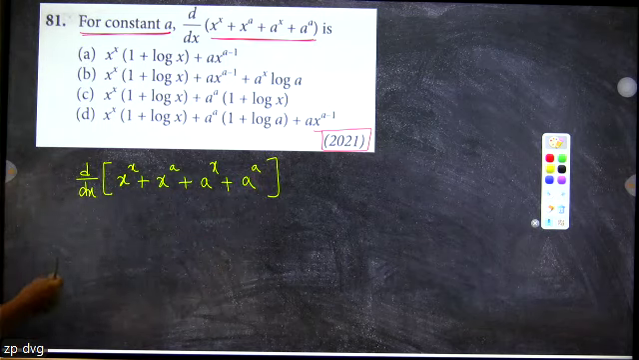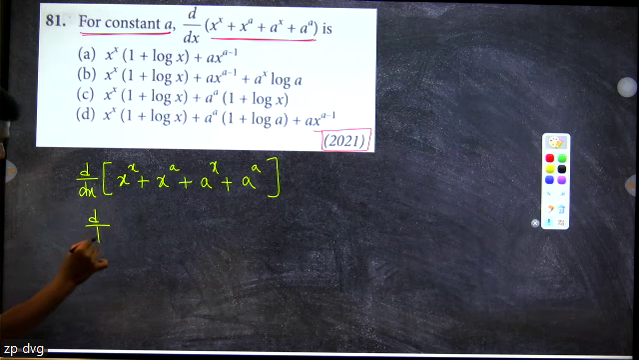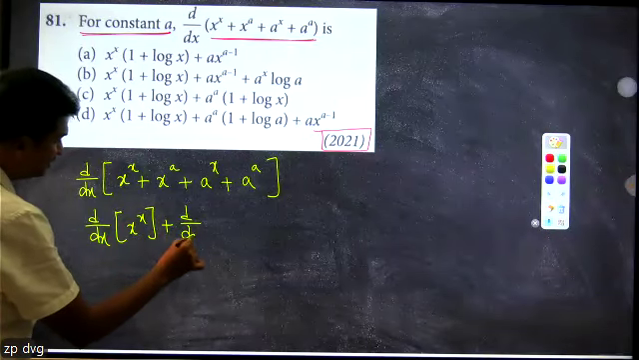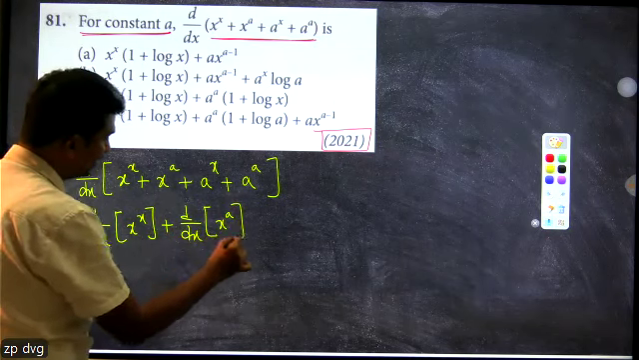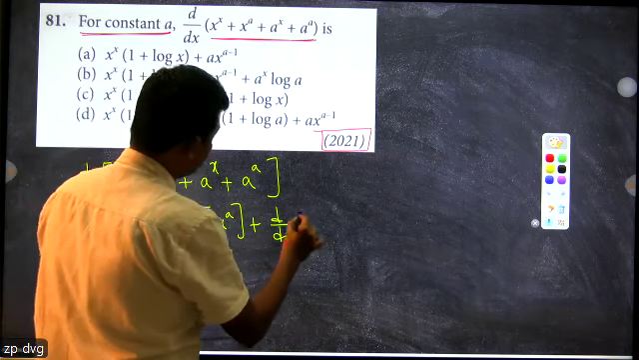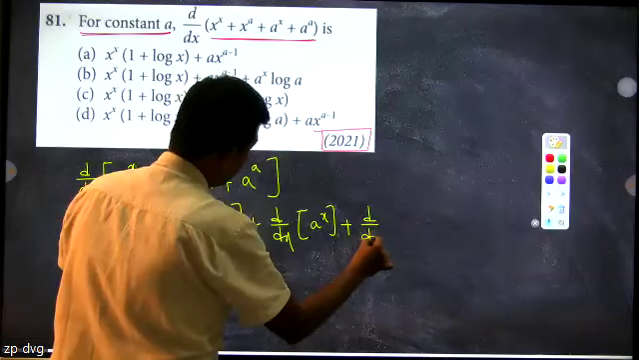See, how will you differentiate this? We'll differentiate each and every term, right? This is d by dx of x power x plus d by dx of x power a. No need of writing all these steps. Just to help you understand easily, I am writing everything. Directly, you can write the answer. Plus d by dx of a power x plus d by dx of a power a.